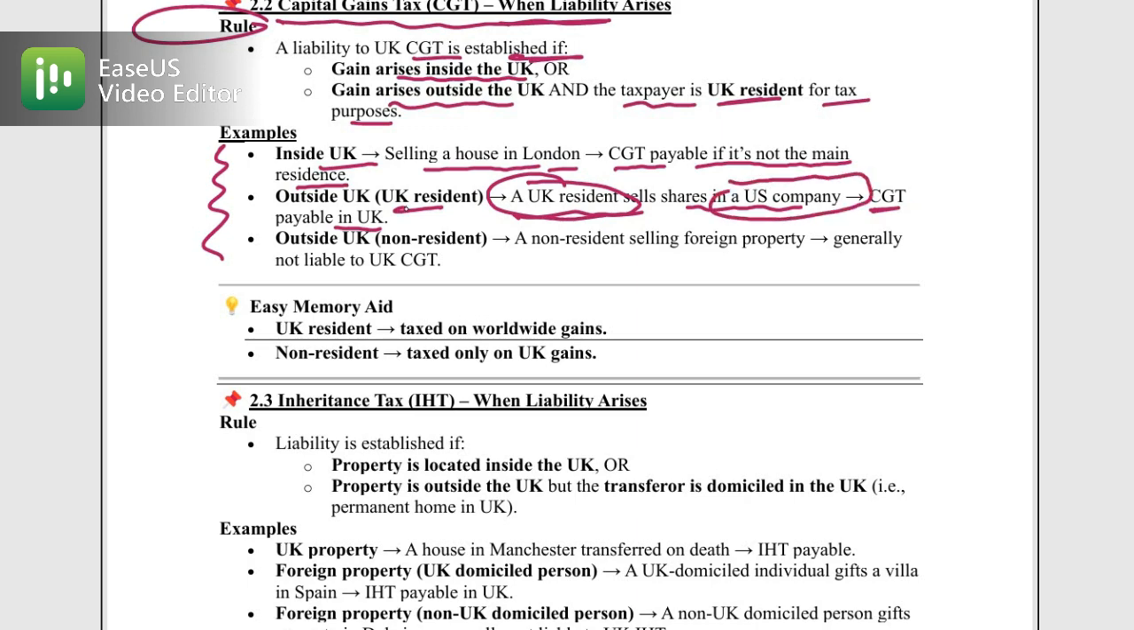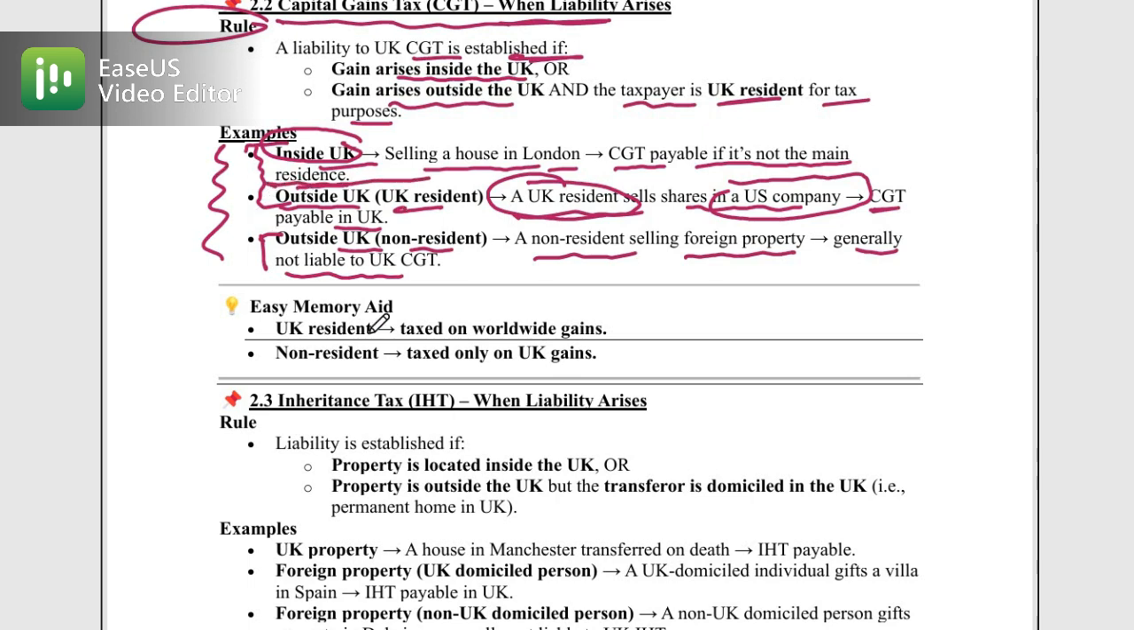Fine. The third one is outside the UK and non-resident. A non-resident selling foreign property is generally not liable to UK CGT. So these are the two cases where you will have to pay CGT, and this one where you will not have to pay CGT. If your gain arises inside the UK, you will have to pay CGT on that. If your gain arises outside of the UK but you are a resident of the UK, you will also have to pay CGT on that gain.